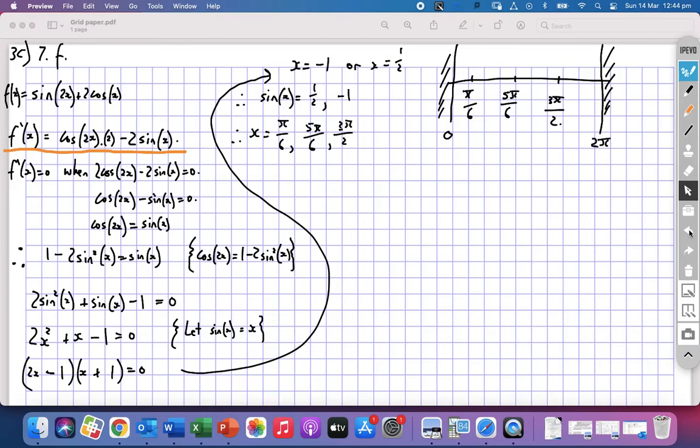Let's get everything back and put those values in. Positive, negative, positive, positive. All right, so that's a maximum. This is a minimum, right? Gradient's going down, now up, and this must be a stationary point of inflection, which is interesting.